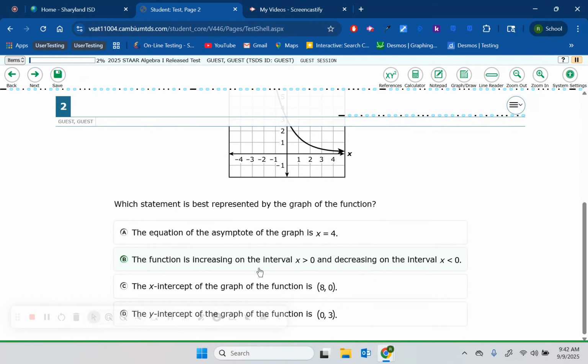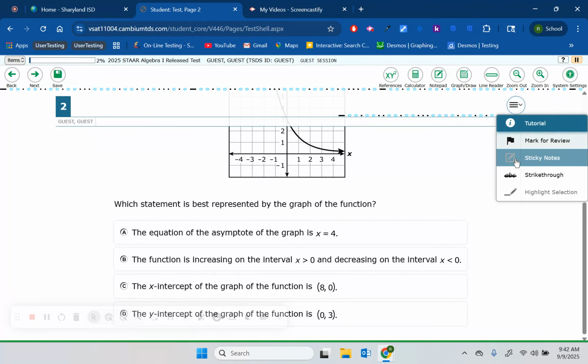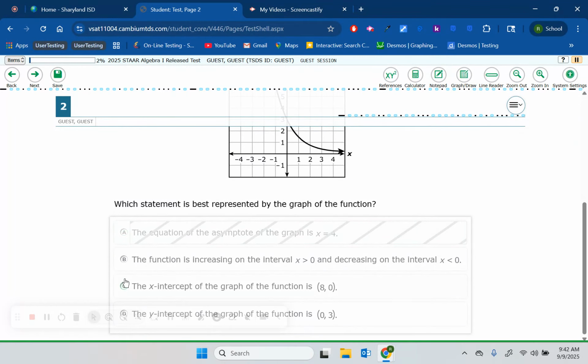The function is increasing on x greater than 0 and decreasing on x less than 0. That is weird. I have no idea what that's talking about, so let's just come back to that one. The x-intercept of the graph is 8, 0. We just said this guy is never going to touch the x-axis. So this guy is out, this guy is out. So let's see if I have that x out option here. I'm going to use my mouse. Okay, strike through. You're not it, you're not it.